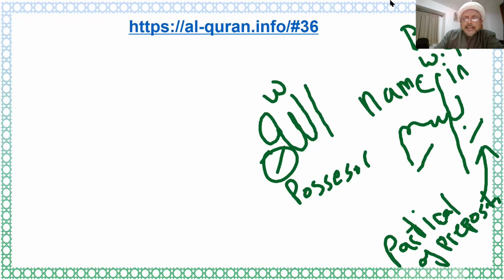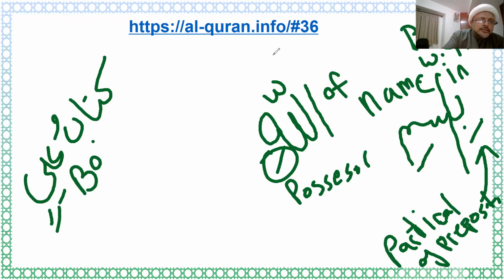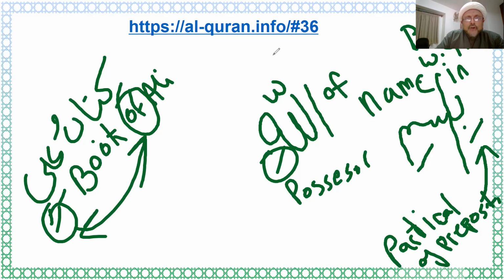So, Bismillahi. We say "in the name of Allah." Whenever we have this "of", Bismillahi, name of Allah. Book of Ali. Remember our Kitabu Aliyin, book of Ali. Okay, this "of" is this possessive phrase. Bismillahi, name of Allah. So Allah is the possessor of the name.